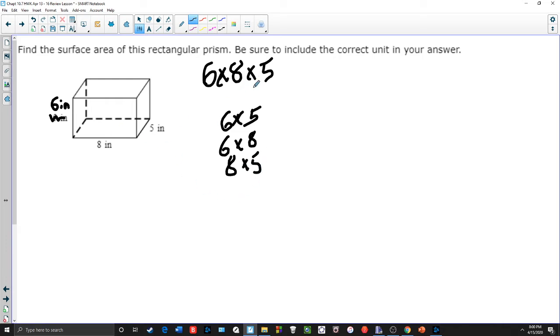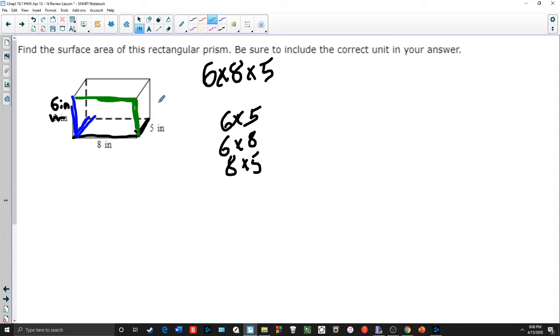And the reason I'm doing this is because if you look here, here is my 8 by 5 rectangle. That's an 8 by 5 right there. Here is a 6 by 5 rectangle. That's a 6 by 5. And then in the front here is an 8 by 6. That's an 8 by 6 rectangle there. So I'm just hitting all 3 styles of rectangles here.